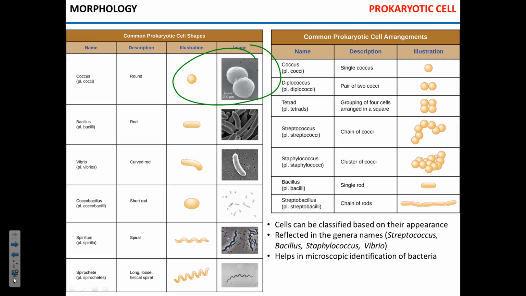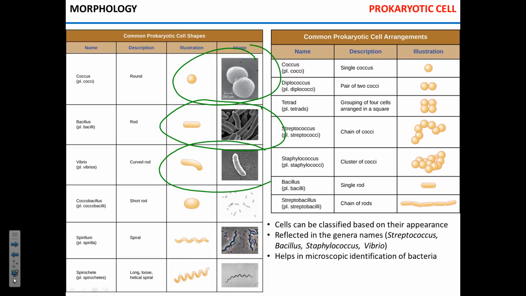being round-shaped, like Staphylococcus. The bacillus being rod-shaped. Actually, the genus Bacillus, like Bacillus anthracis or Bacillus subtilis, have that shape. Vibrio is a rod that is slightly bent, like Vibrio cholerae, the causative agent of cholera.